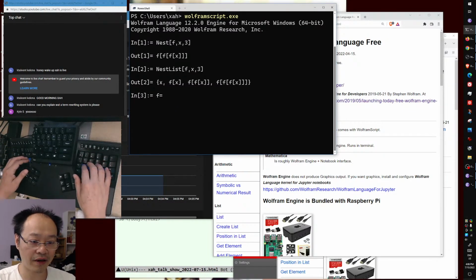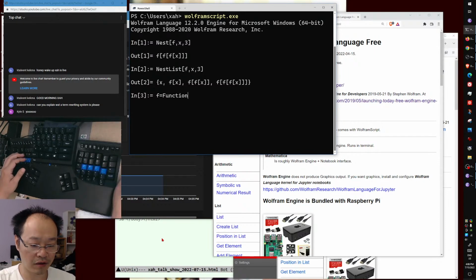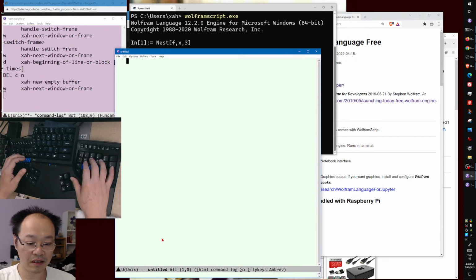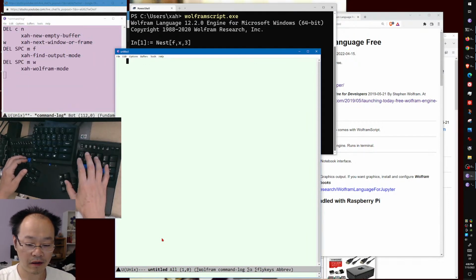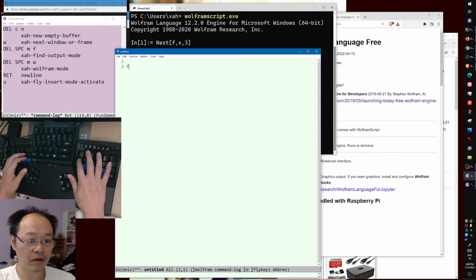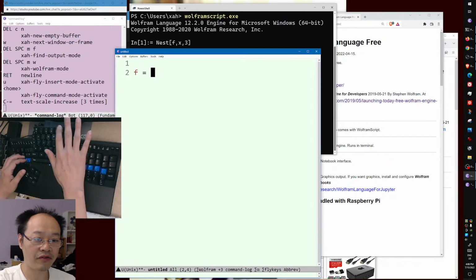So let me show you something interesting. Let's define f to be a function. Let me type the whole thing. Actually, let me type in Emacs, because I have Wolfram mode, which allows me to type things much simpler, much easier. So let's define a function.